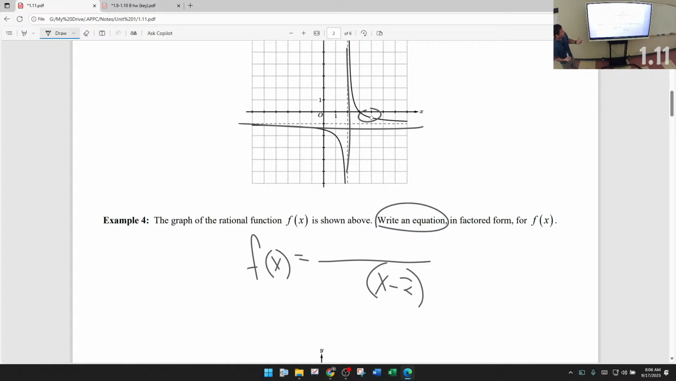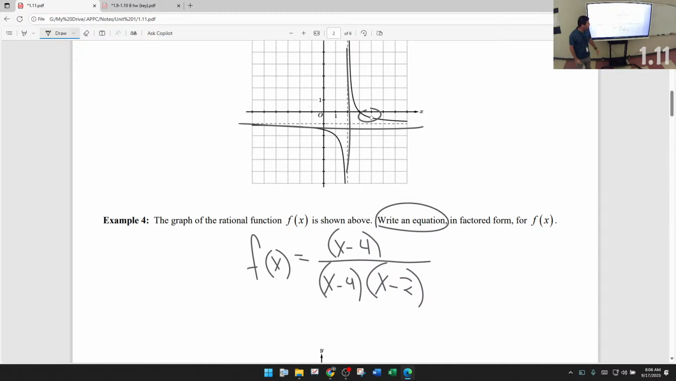I know I have a hole at what? 1, 2, is that 4? So if I have a hole at 4, this is x minus 4 and an x minus the 4. Okay? So we're good there.